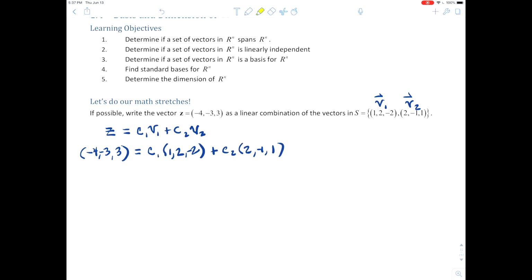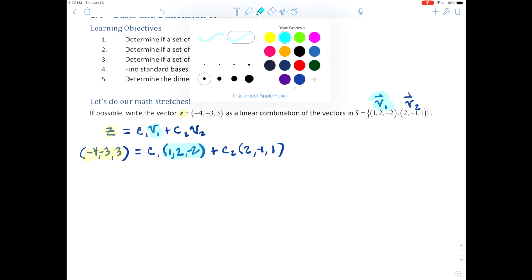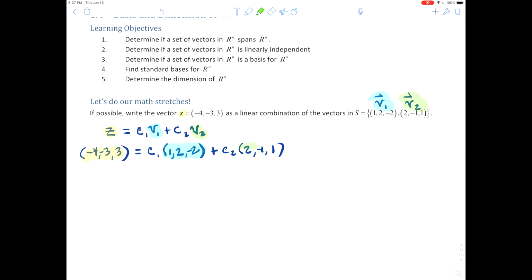And just to show where we got everything, that was our Z, and then our V1 was this vector here, and our V2 was that last vector there. Groovy? All right, so let's check it out. You might have caught on that you can go a little faster on this, but I'll continue since it's somewhat new to you still.